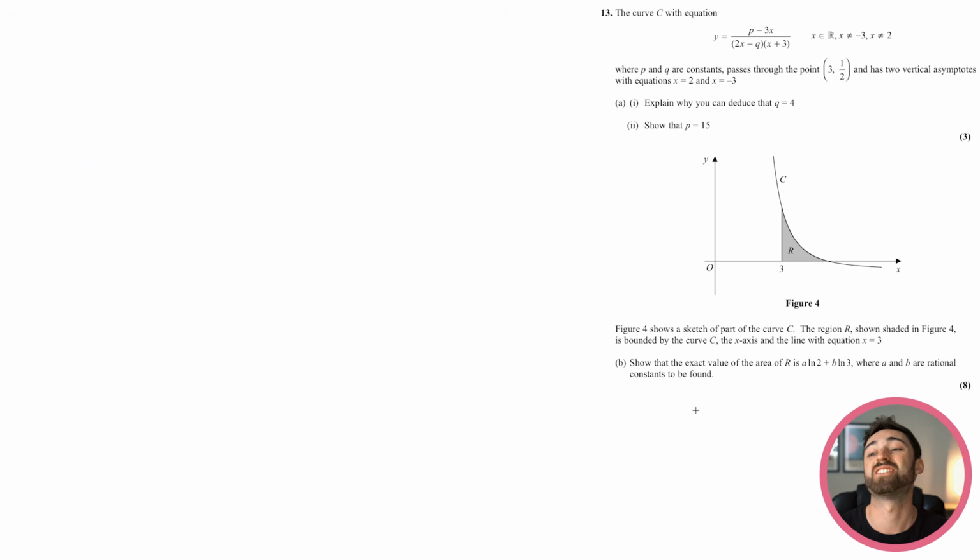13, we are getting through this. Can't be long now. The curve C with equation y equals all of that stuff, where p and q are constants, passes through the point (3, 0.5), okay? And has two vertical asymptotes with equations x equals 2 and x equals minus 3. Explain why you can deduce that q equals 4. Okay, so it's about these asymptotes.